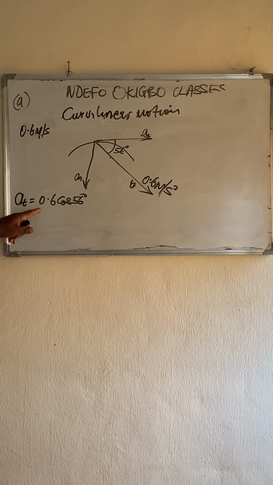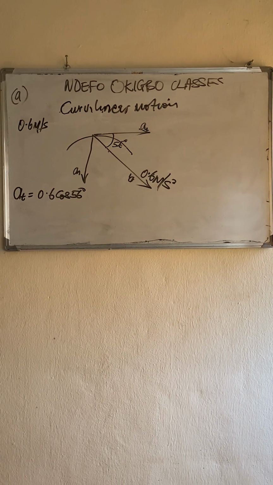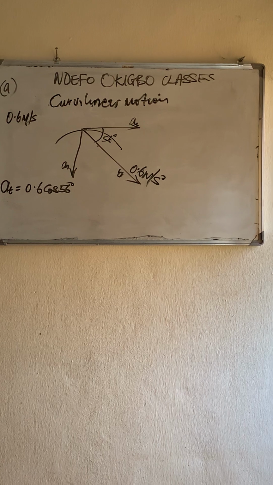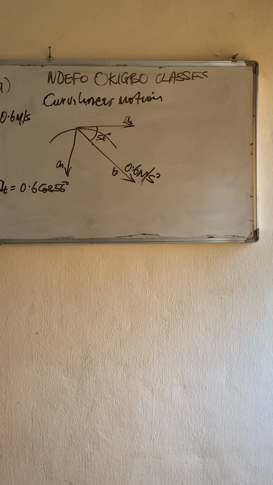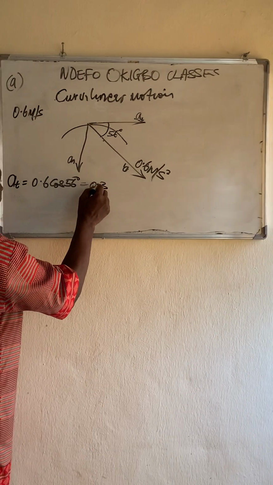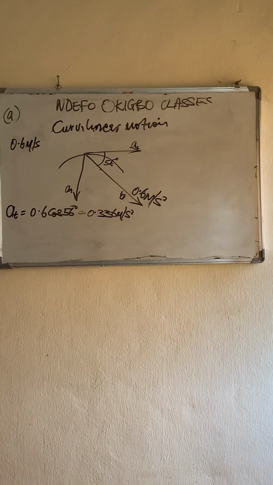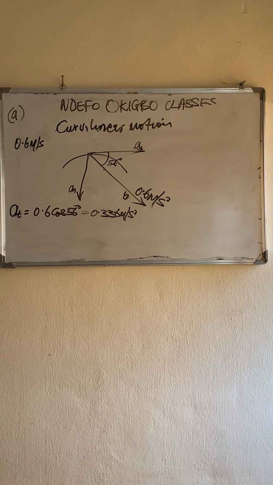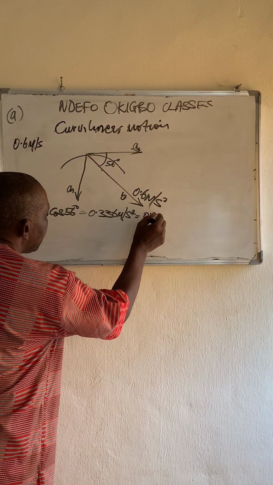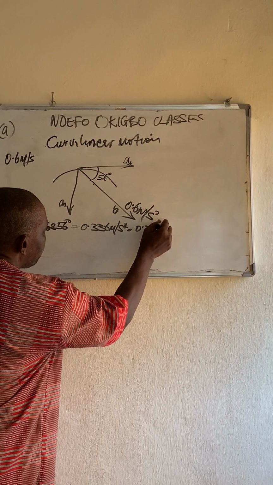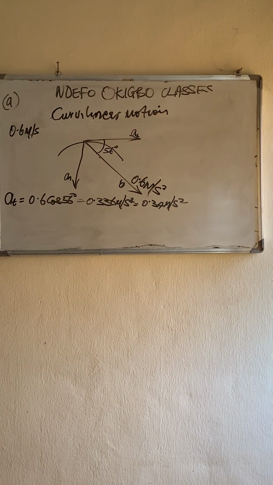Tangential acceleration will be equal to 0.6, which is the total, times cos 56, which I get to be equal to 0.336 meters per second squared. That is the tangential acceleration.